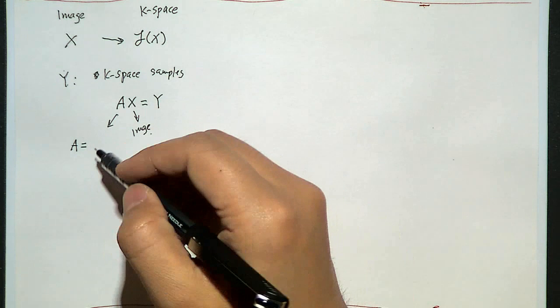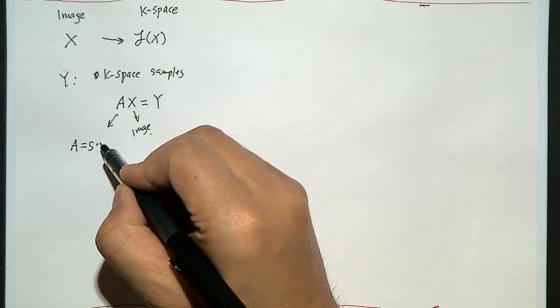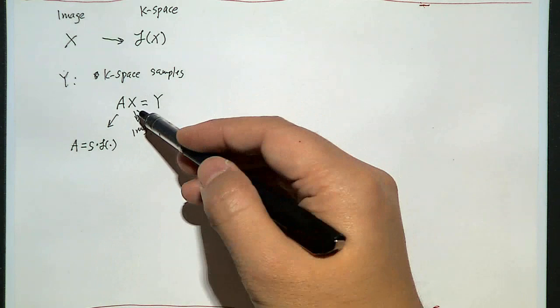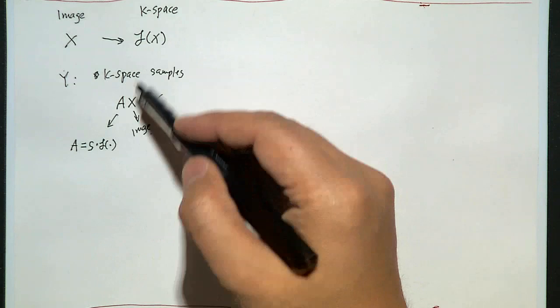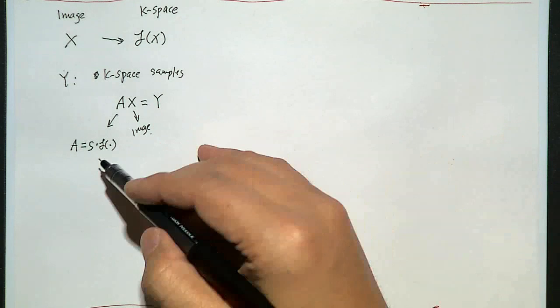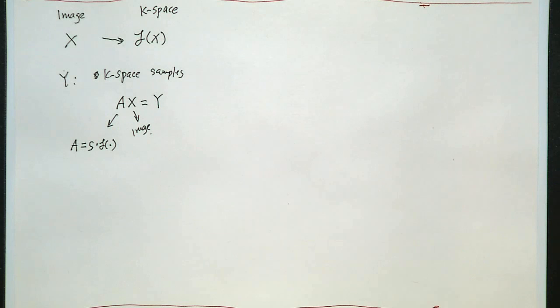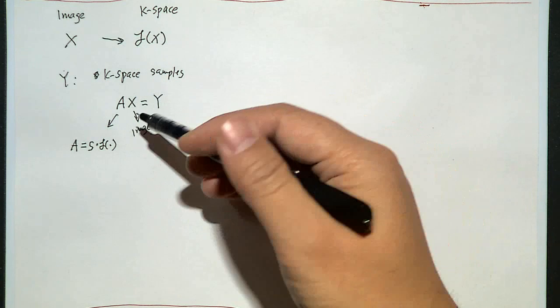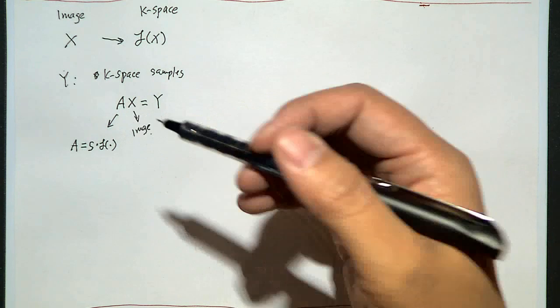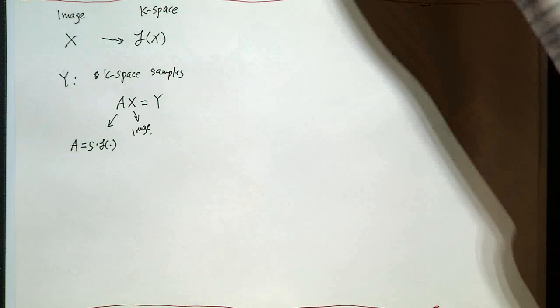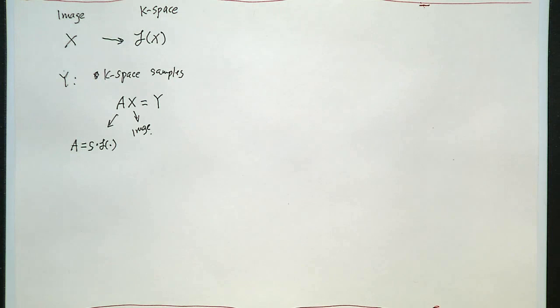Now, A is basically two matrices. One is a Fourier encoding, the Fourier transform. If you have an image and do a Fourier transform, that gives you the k-space. But because you only have samples in selected locations, S here is the sampling function, or undersampling function if you undersample. So if you do a Fourier transform of the image and only look at locations where you do have samples, those locations have to match up between the actual measurement and your prediction based on your X.